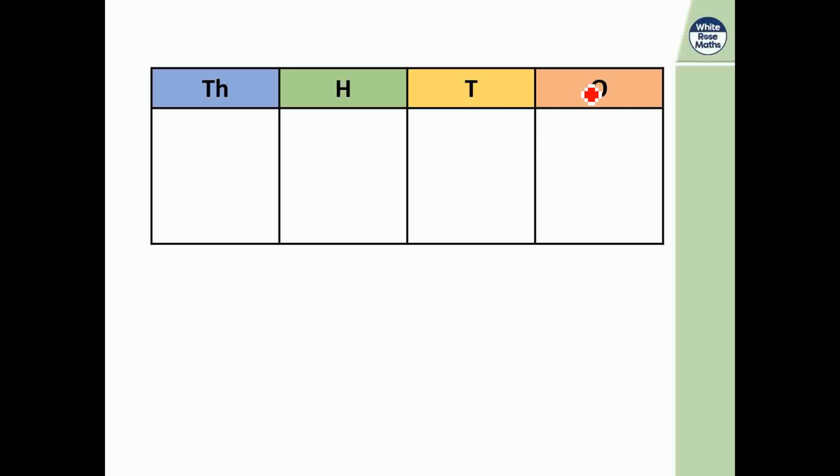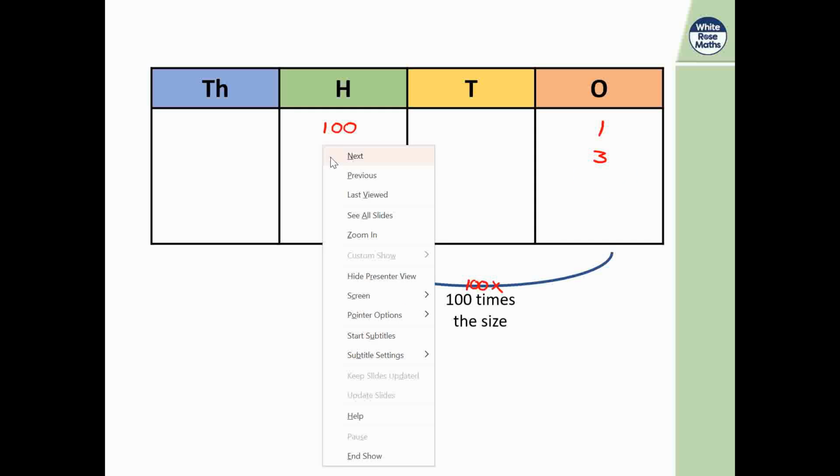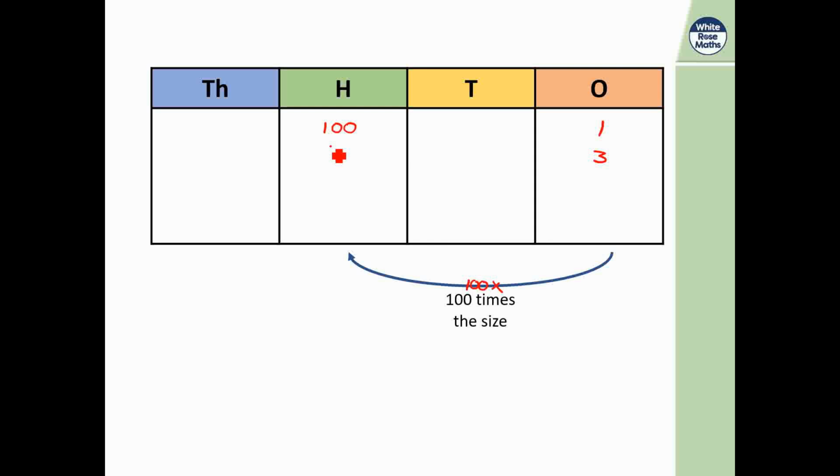So here we have ones, tens, hundreds, and thousands. If I put the ones in the hundreds, that means it's 100 times. I'll write 100 times, yeah? So for example, if I have 1 here, I do 100 times 1, I get 100. Okay? If I do 3 times 100, I get what? What do I get? 3 times 100?